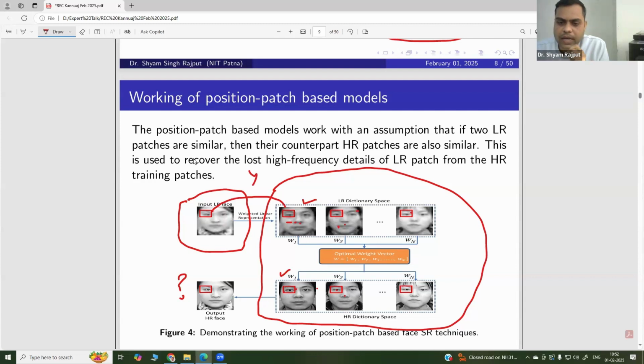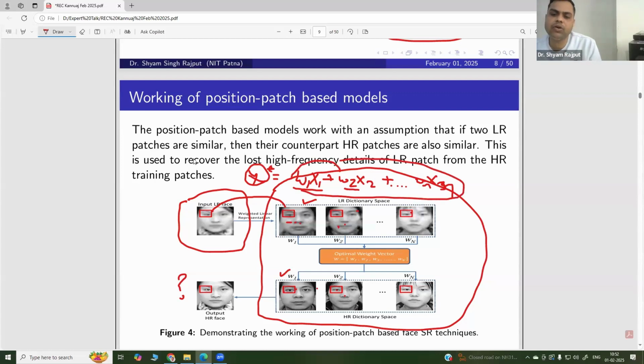Let's assume this is the Y patch, and these are X1, X2, X3, or Xn. We apply some coefficient to X1, X2, X3 or Xn, and add all these terms to get the value Y. This is the meaning of weighted linear representation. We associate some weight with each individual same position LR patch, and represent Y with the combination of these values.